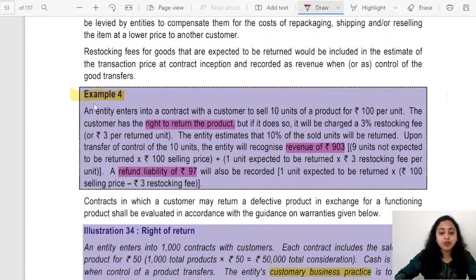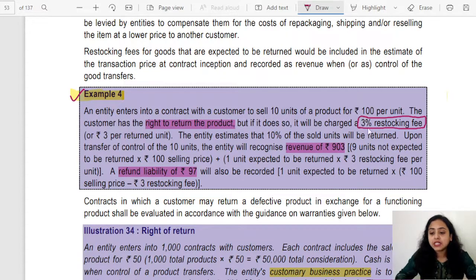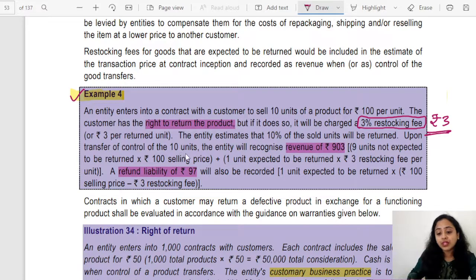Next, example number 4. An entity enters into a contract with a customer to sell 10 units of a product for rupees 100 per unit. The customer has the right to return the product, but if it does so, it will be charged a 3% restocking fee. This means rupees 3 will be added for the restocking, or rupees 3 will be retained per unit. The entity estimates that 10% of the sold units will be returned. Upon transfer of control of the 10 units, the entity will recognize rupees 900, that is 9 units not expected to be returned into 100 rupees.